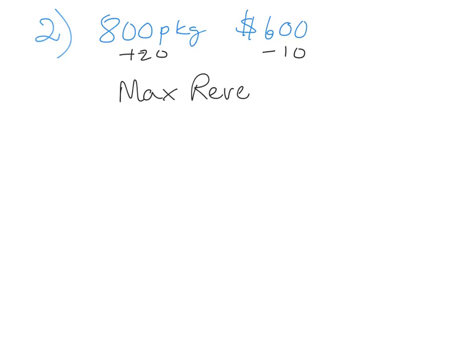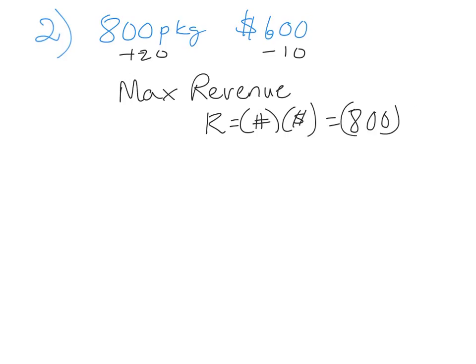Okay, well, first of all, we know that the revenue is going to equal the number that we sell times the dollars that we sell them for. So the initial revenue is 800 times 600.